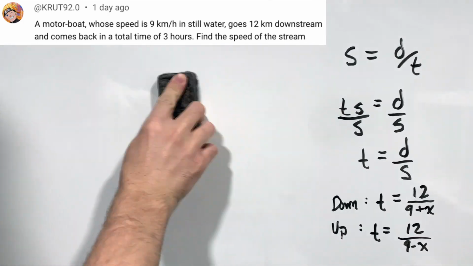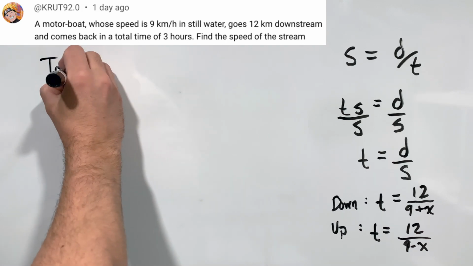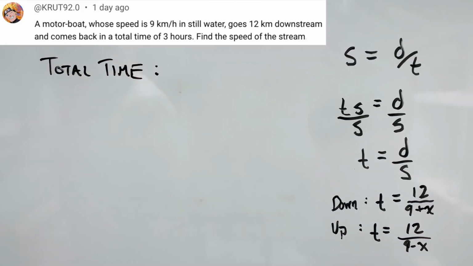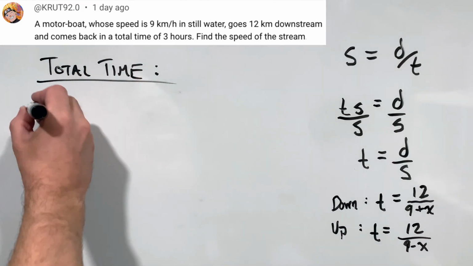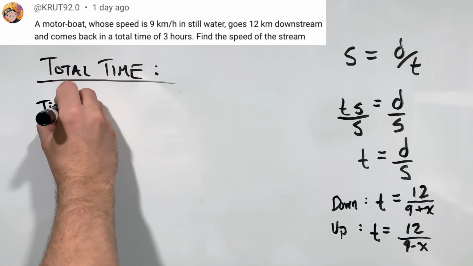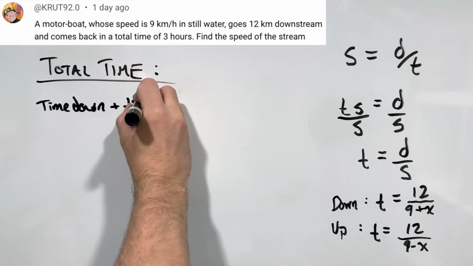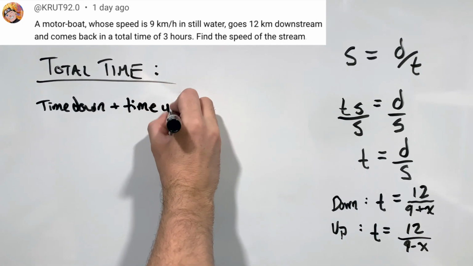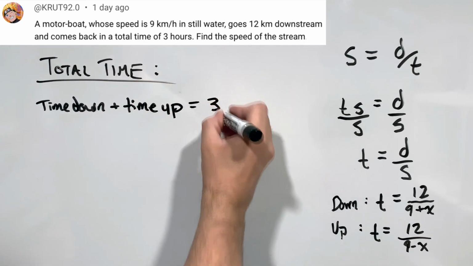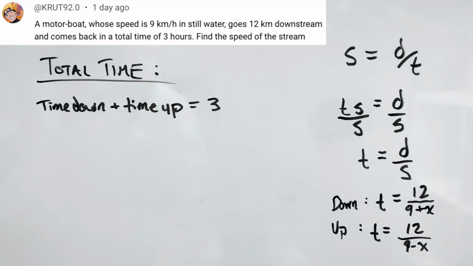All right, so what are we going to do with these expressions? Well, let's talk about the total time of our trip. We know this whole round trip down and back upstream takes 3 hours. So let's set up a simple equation so we can start solving this problem. We know that the time it takes for the boat to go downstream plus the time for the boat to go upstream is 3 hours. We're told in the problem that this entire journey takes 3 hours.